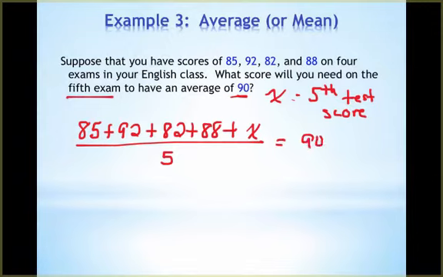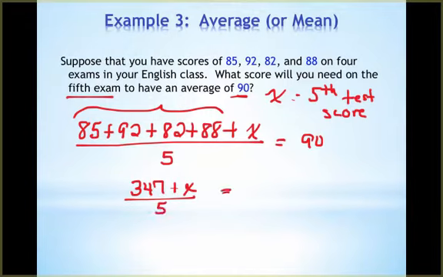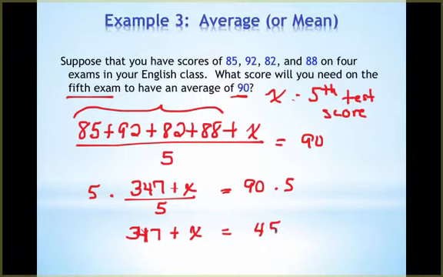Now let's just solve that equation. So I'm going to go ahead and combine these 4 scores at the top, add that together, and you're going to get 347 plus x divided by 5 equals 90. Now I'm going to solve that by multiplying by 5 and get 347 plus x equals 450. Then we'll subtract 347. And when I do, I get x is 103.